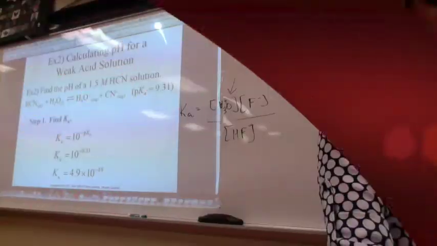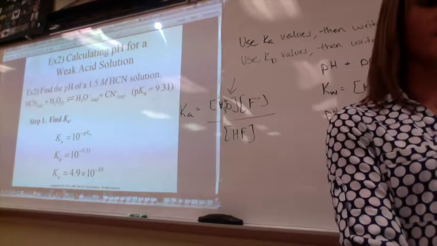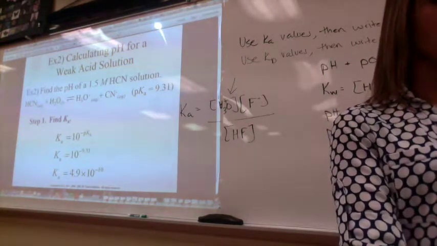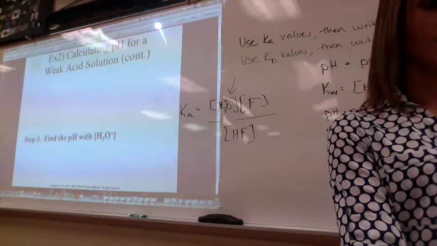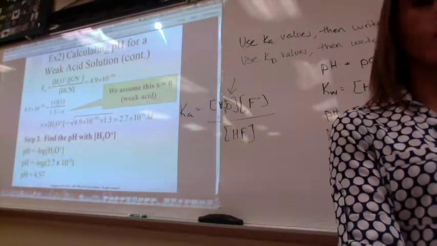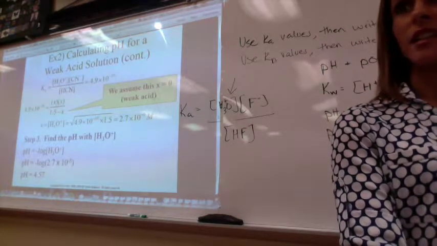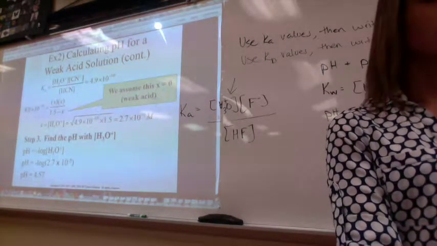Okay, so let's just flip through. Ka was 4.9 times 10 to the negative 10th. 2 decimal places gives you 2 sig figs. The ICE chart should read this. You plug it all in. pH is 4.57. You got the correct decimals? Okay.